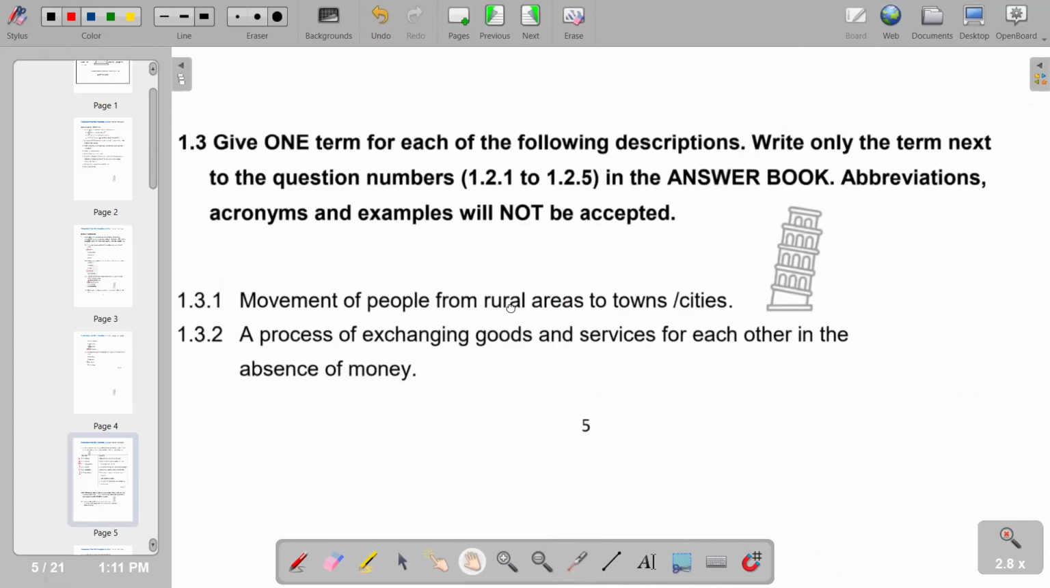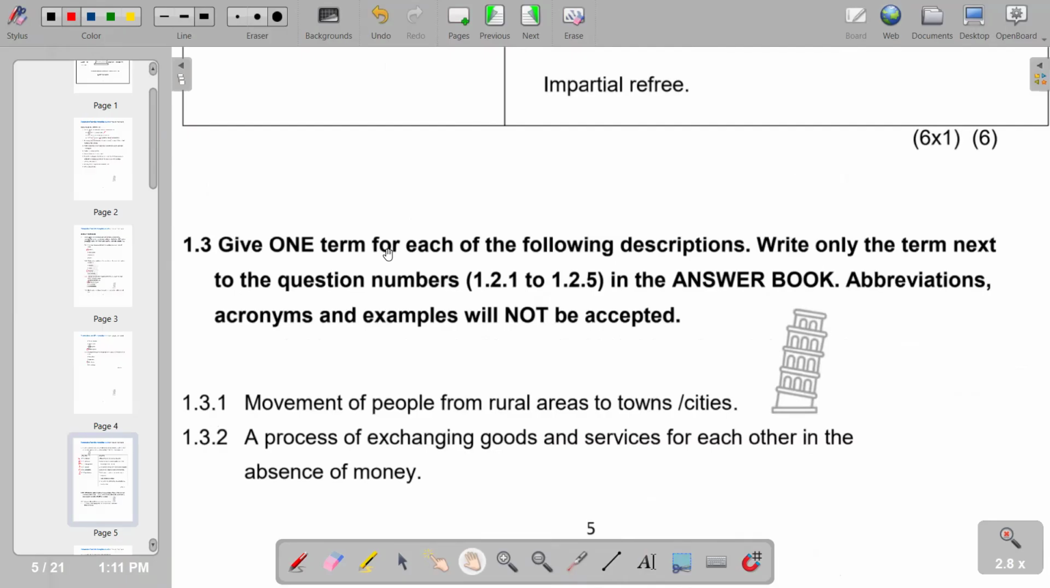Then we'll go to the next part, which is now 1.3, where we have to give one term for each of the following descriptions. We've got movement of people from rural areas to towns or cities. Basically, this is urbanization. Then we move on to a process of exchanging goods and services for each other in the absence of money. This is barter trade.